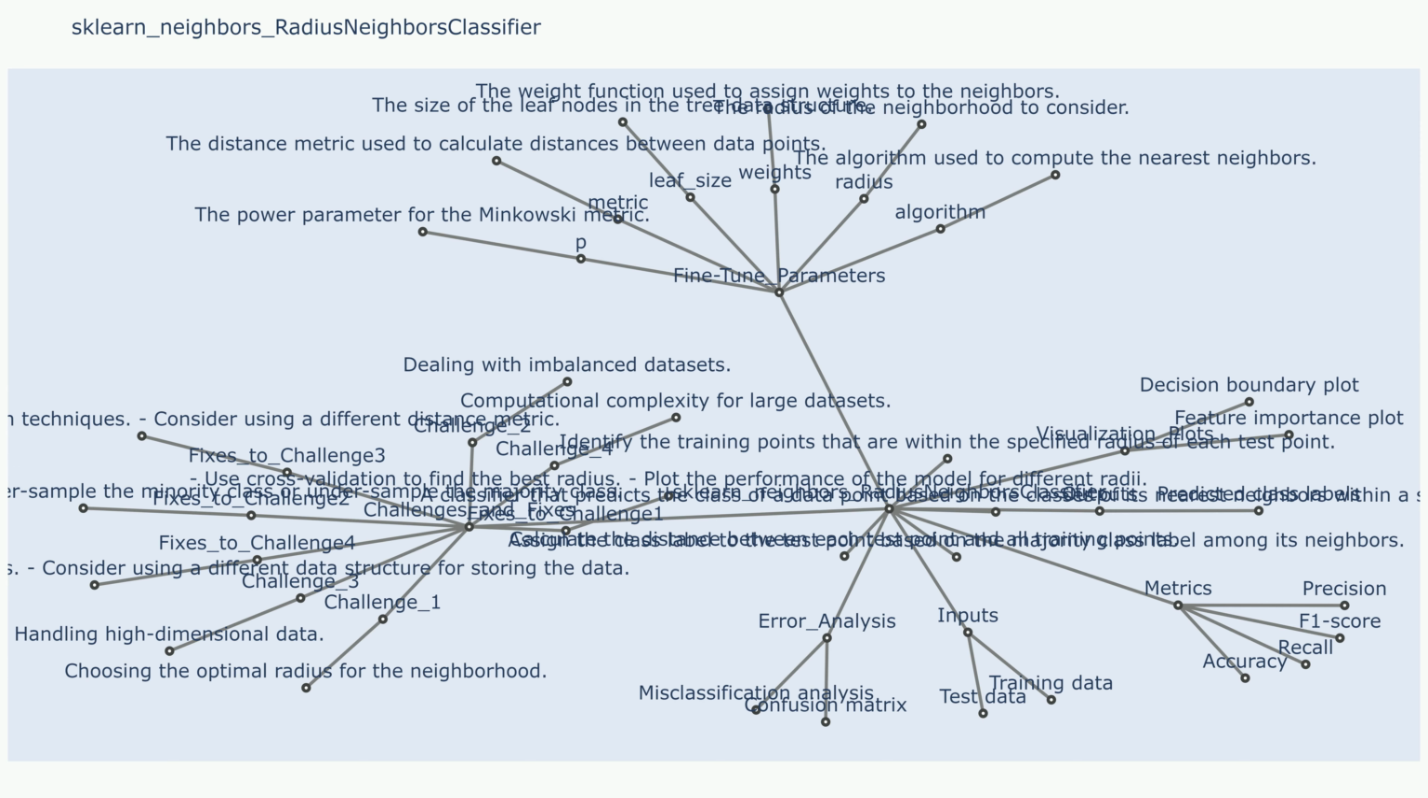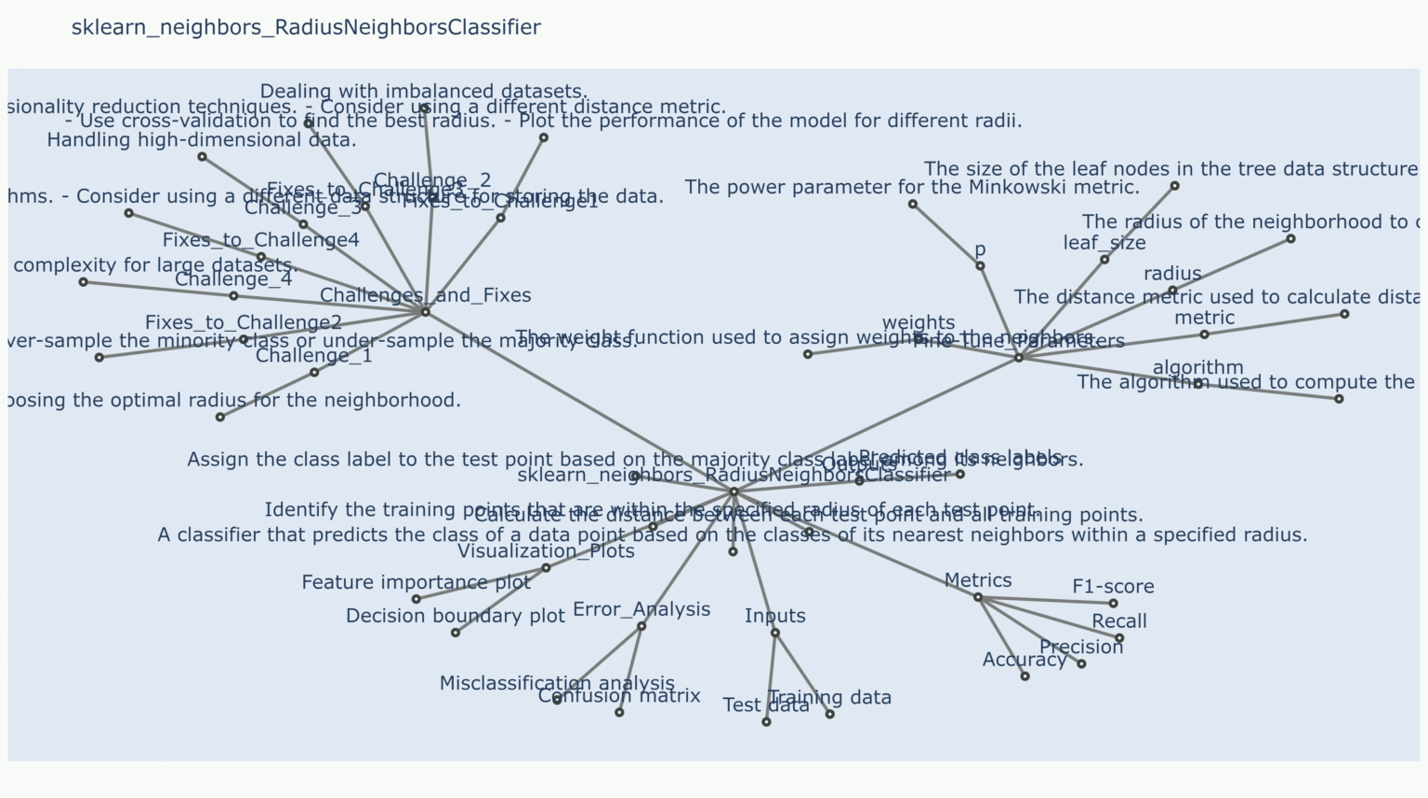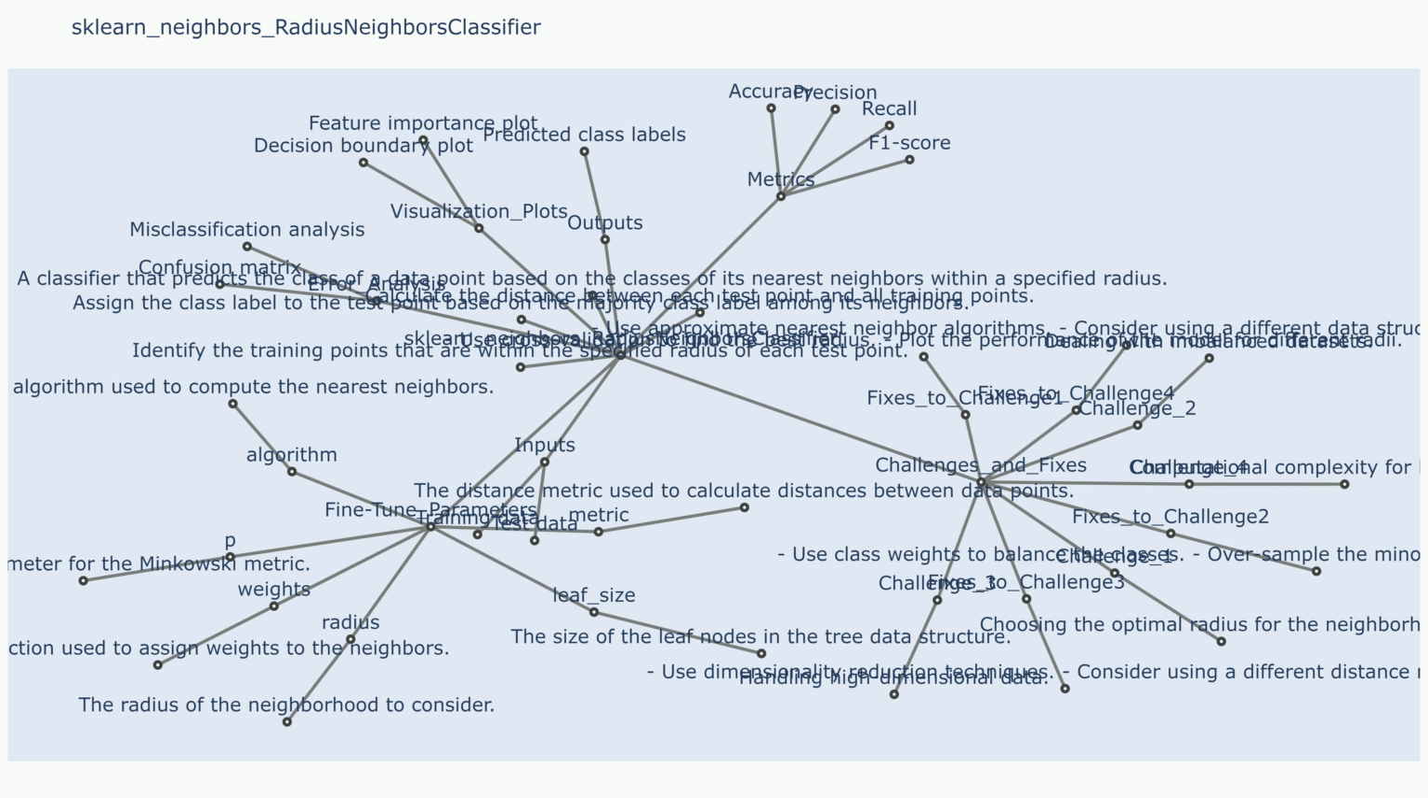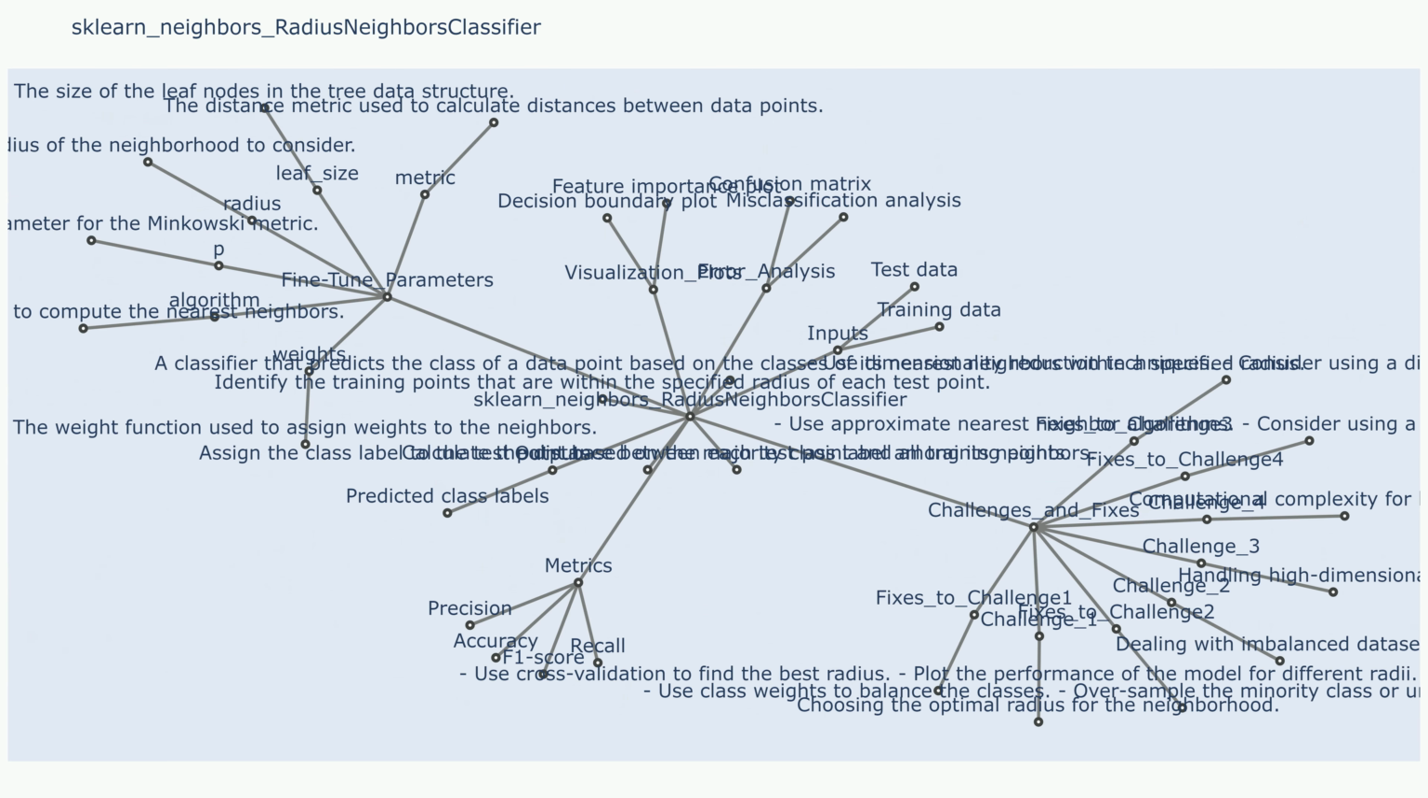Inputs. X: training data, where each row represents a data point and each column represents a feature. Y: target labels for the training data. Outputs. Predicted class labels: the predicted class labels for new data points based on the learned neighborhood structure. Probability is optional: the probability of each class for new data points.